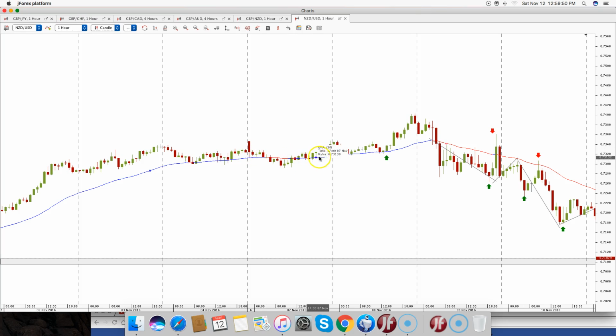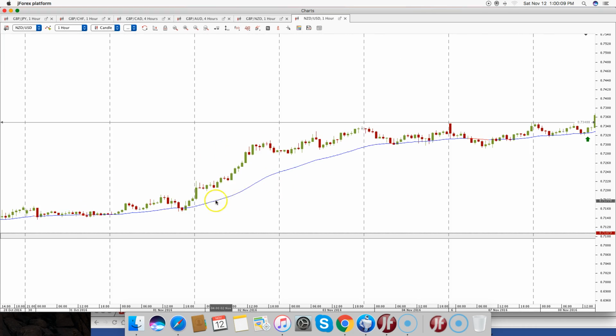And here it is a little bit angled to the upside, but still a little bit risky. Here we had a higher high, the market was in an uptrend, but we didn't know until it broke the swing high that it was going to continue to go north. Here it's a lot easier because the moving average line is slanted going up.